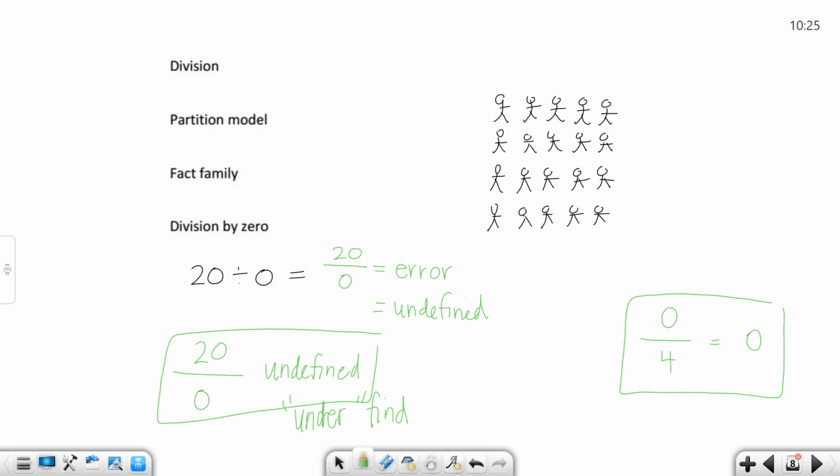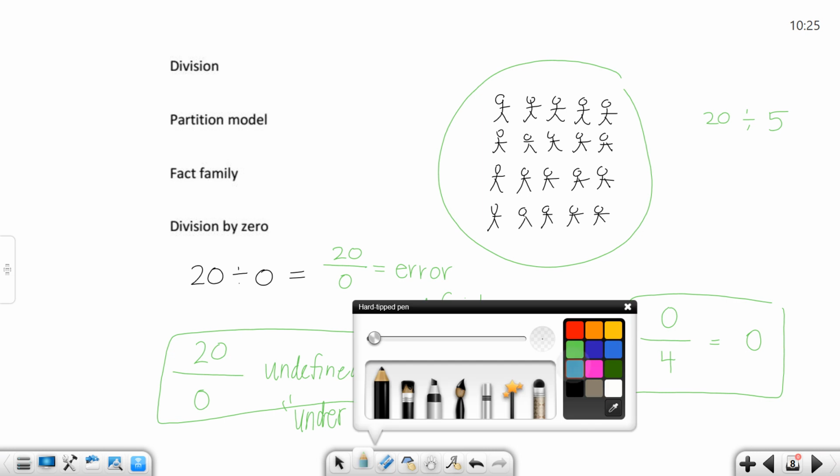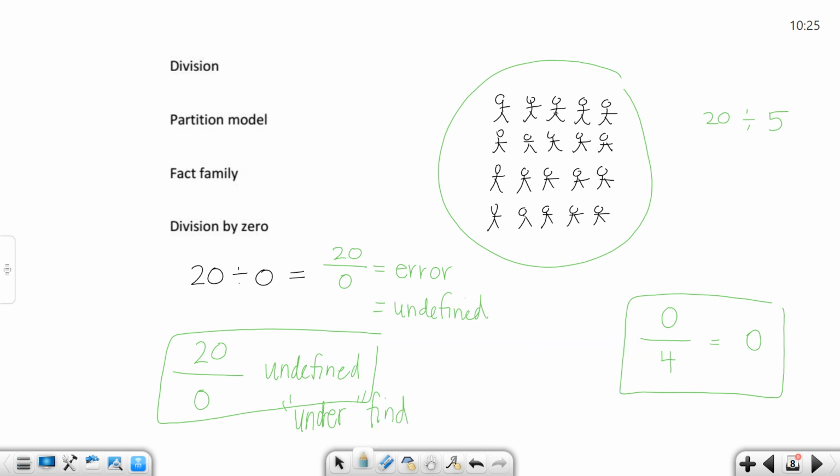Okay, as far as the models go, the only one of the models that I liked in this textbook was the partition model. And so let's say that you have this group, and it's a group of 20, and I ask you to divide it by, let's say, 5. To show your students this, you could tell them to count over in numbers of 5 and make a circle. So they would go 1, 2, 3, 4, 5, circle.